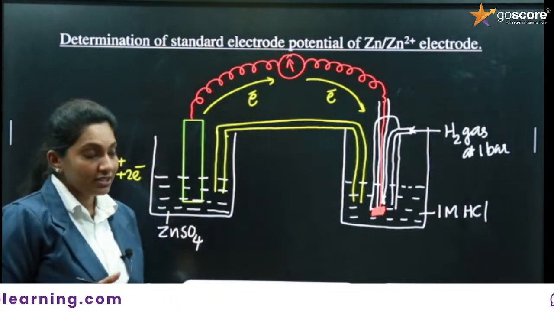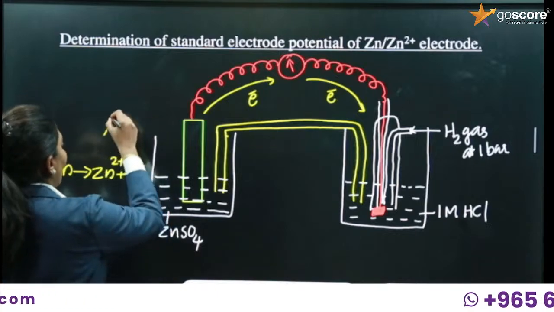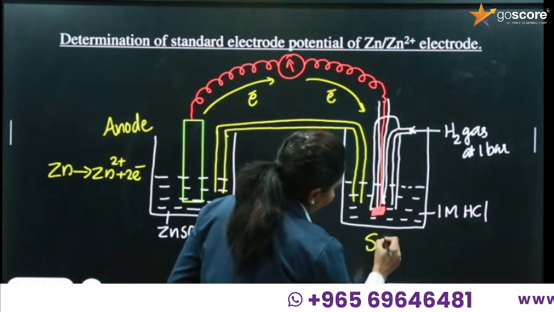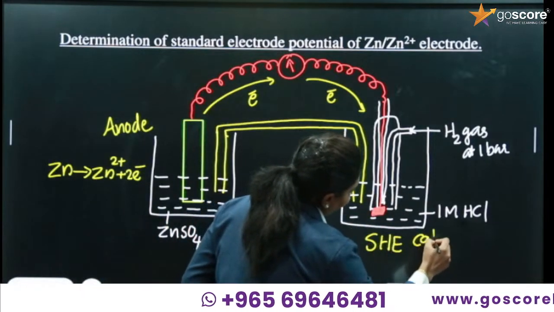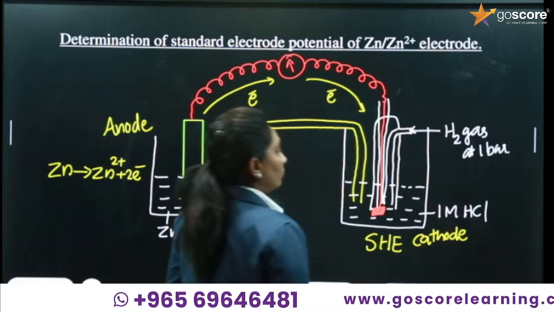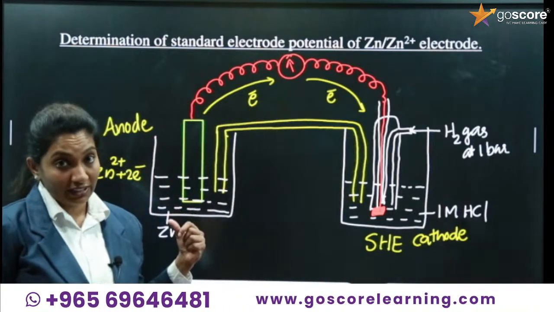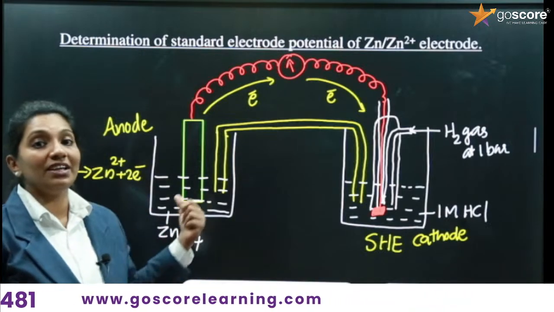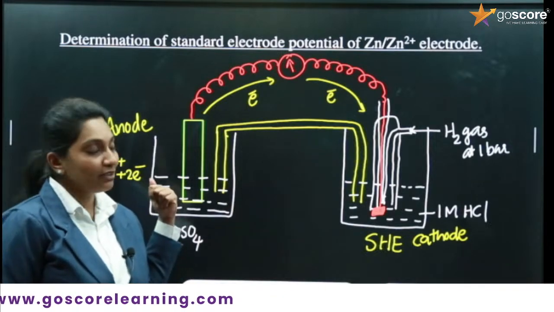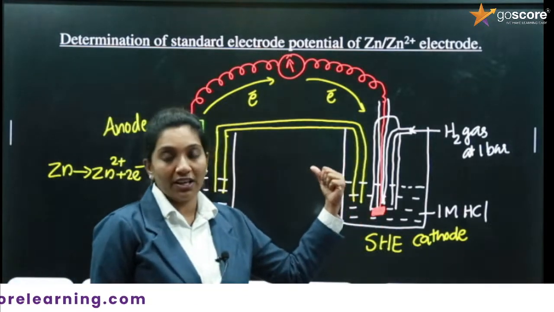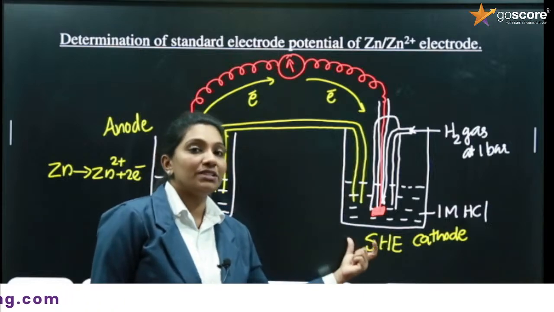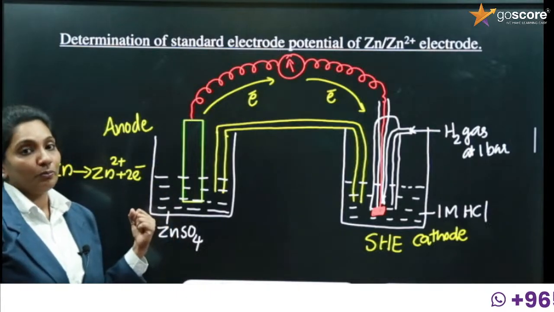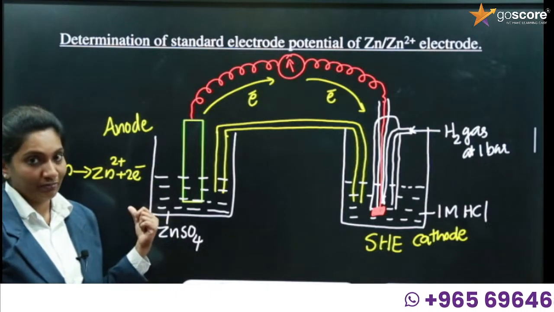it is undergoing oxidation. So in this one, the zinc will act as the anode, and here the standard hydrogen electrode will act as the cathode. And once you connected, the reading you are getting will indicate the electrode potential of the zinc electrode, right? Because I told you the standard hydrogen electrode potential will be taken as 0, and whatever reading you are getting will be the electrode potential of the zinc metal.